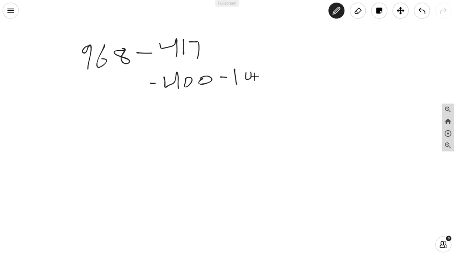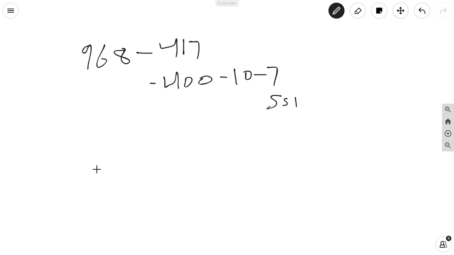So let's look at triple digits. So let's say 968 minus 417. This one's real easy. For this one, you could just do 968 minus 400, minus 10, minus 7. So 968 minus 400 is 568, minus 10 is 558, minus 7 is 551. This is our answer.